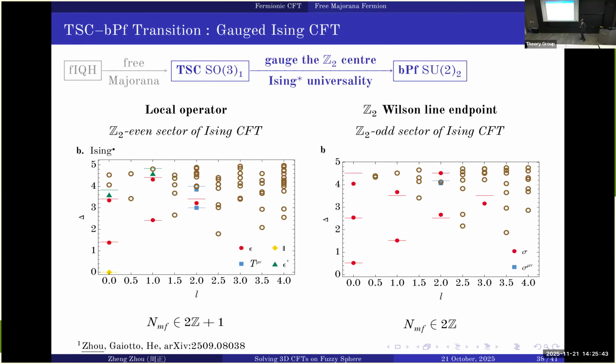So coming back to the phase diagram, there is another phase transition between the topological superconductor SO3 level 1 and the bosonic Pfaffian state SU2 level 2. These two theories actually only differ by gauging the D2 center. So it falls into the gauged Ising universality.